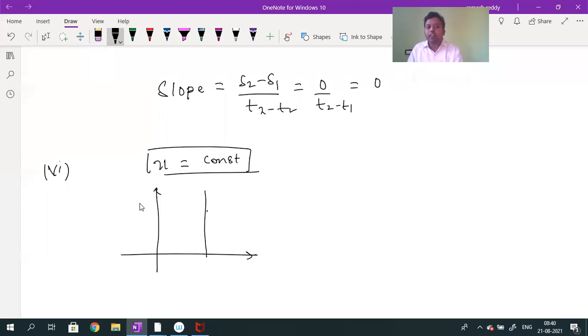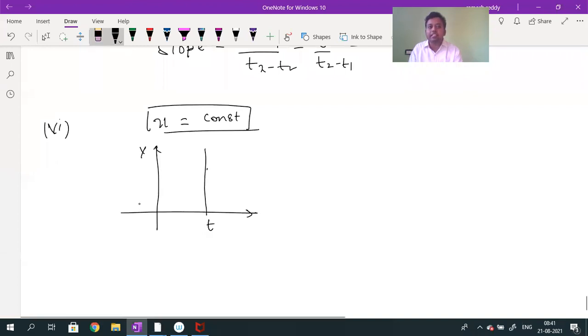Okay? Now if I plot the graph between y and t, the graph is a straight line parallel to the y-axis. If y is constant, the graph is a straight line parallel to the x-axis. If x is constant, the graph is a straight line parallel to the y-axis. Here this is the graph drawn between y and x. What I told, the x value is constant.